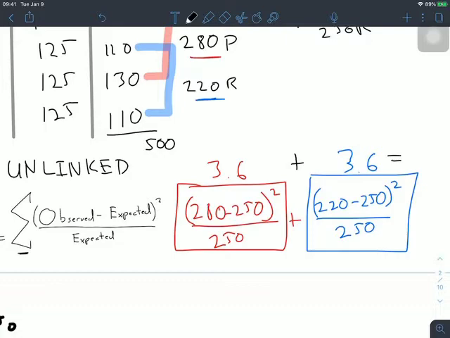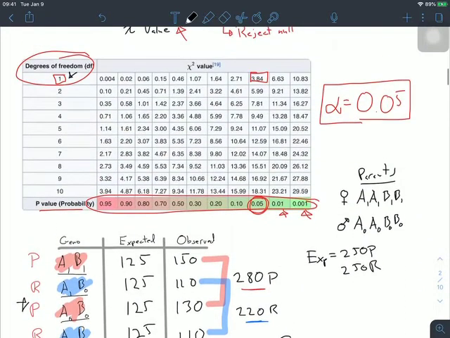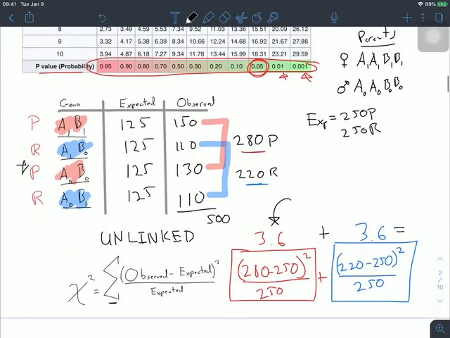Now, this is where some of the more common mistakes occur. A lot of folks tend to go, oh, 3.6, 3.6. Is that less than my cutoff threshold of 3.84? Well, 3.6 is less than 3.84, and therefore we're good. This is not a situation where these loci are linked. They look just like we would expect. They fall within the 95% confidence interval, and we're good.